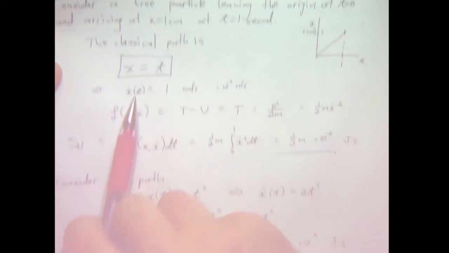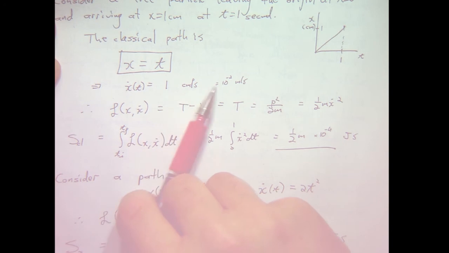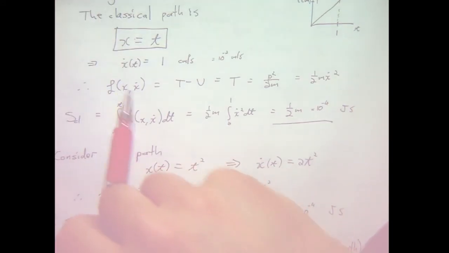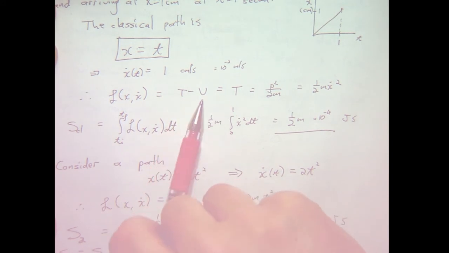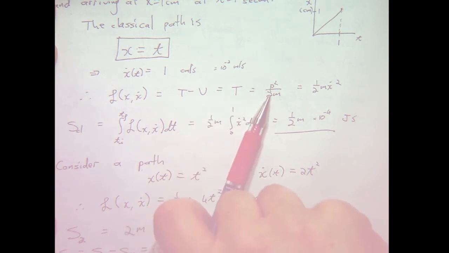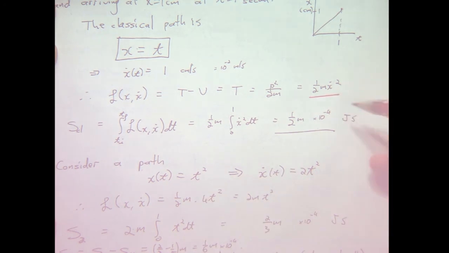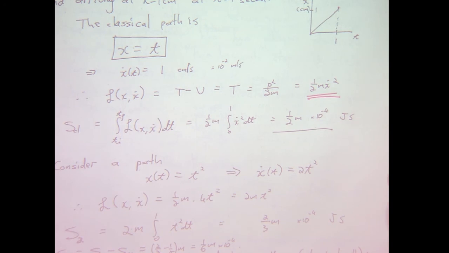So x dot of t equals 1 centimeter per second, which is 10^-2 meters a second. Now the Lagrangian, which we're going to need, for an uncharged particle is just T minus V, and there's no potential energy because it's a free particle. So that's just p squared over 2m, which is half m x dot squared, because this is Lagrangian mechanics now, not Hamiltonian mechanics.